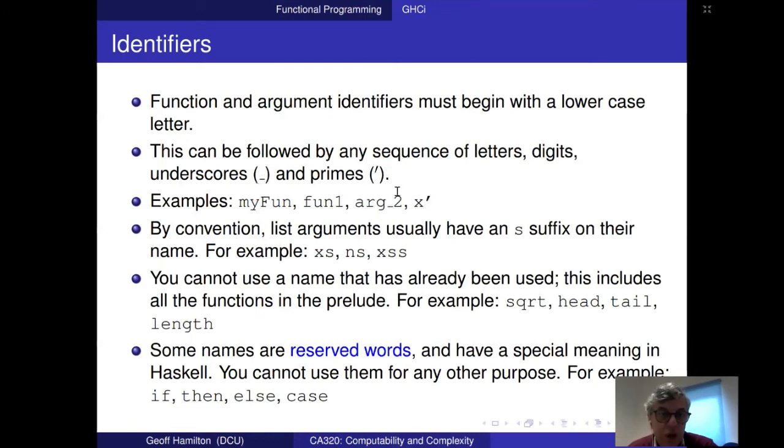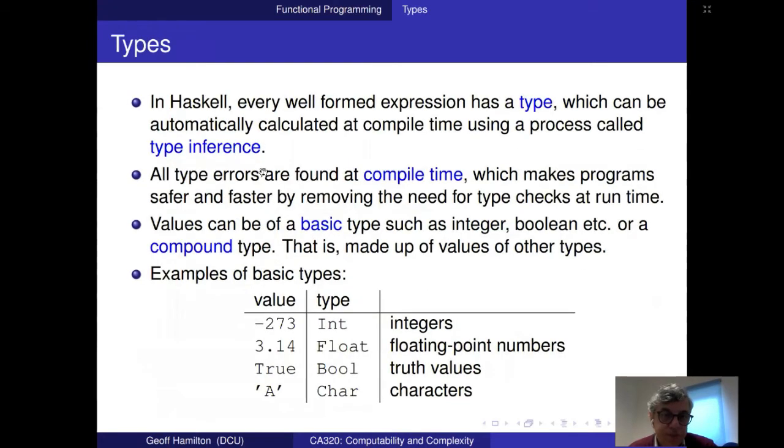It is okay to use prime in variables and function naming. For lists, we usually use the suffix s, for example xs, ns, xss, and so on. You will see what it means later. That's very common. You cannot use a name that has already been used in built-in functions. Also, there are some reserved words, very similar to other languages. You cannot use these words either.